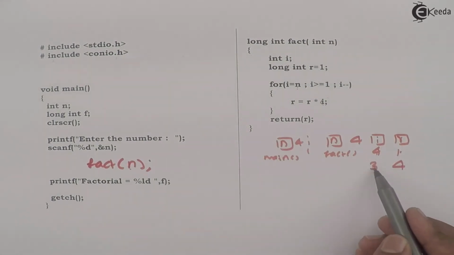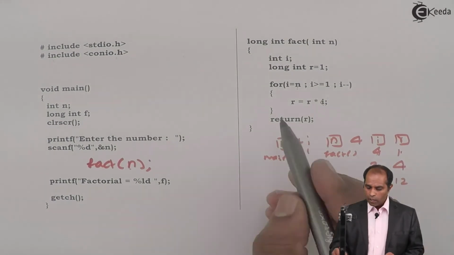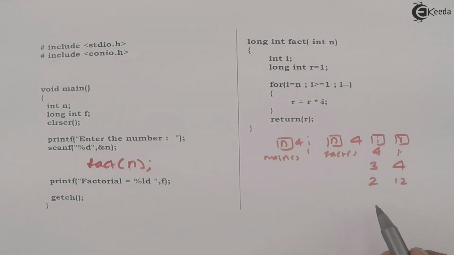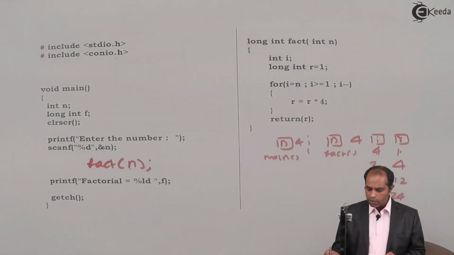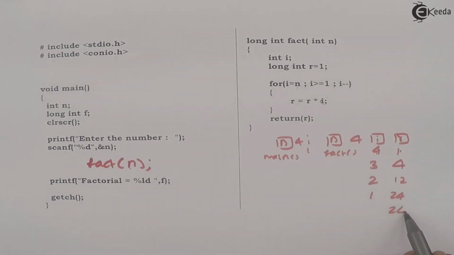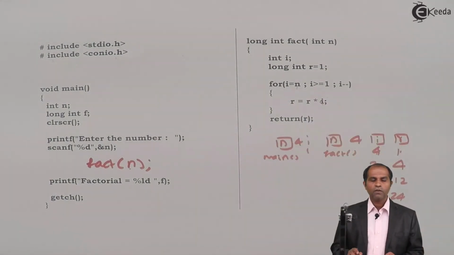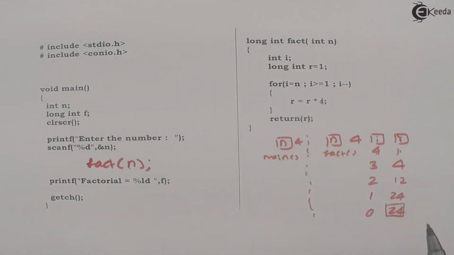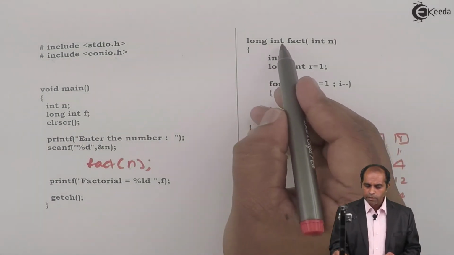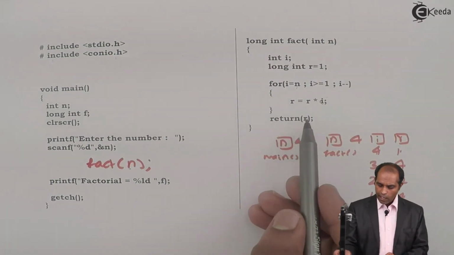So r is 4 multiplied by 3, which is 12. Again go back, reduce, i is changed to 2, 12 into 2 is 24. Again go back, reduce, i is 1, 24 into 1 is 24. Again go back, i is reduced to 0, 0 greater than or equal to 1, false. If that is false, it means that the function ends the task. Before it ends the task, it says return r, 24. r is of long int, hence the return type is specified as long int. So this has to be copied.